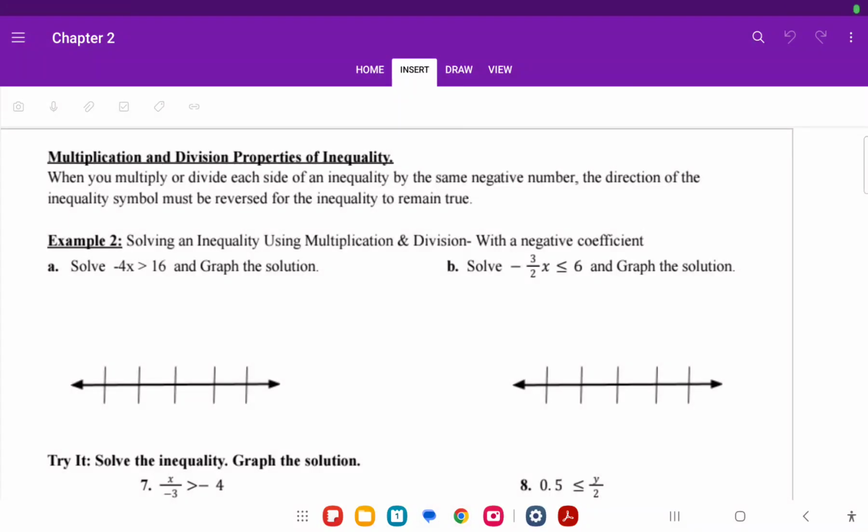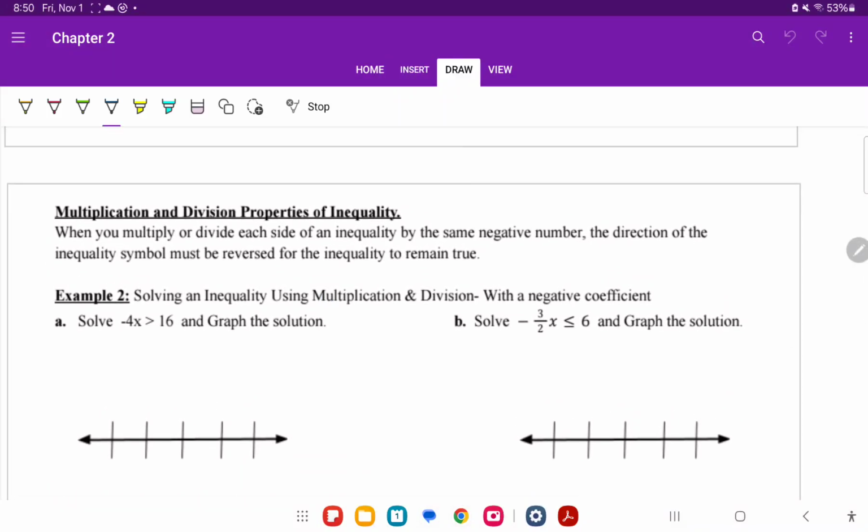On the back page of the 2.3 notes that we started yesterday. So we're looking at multiplication and division properties of inequality. But this time we're looking at it when you multiply or divide each side of an inequality by the same negative number. Underline the negative number part right there. That's a very significant thing. It's very different when we are multiplying or dividing by a negative.